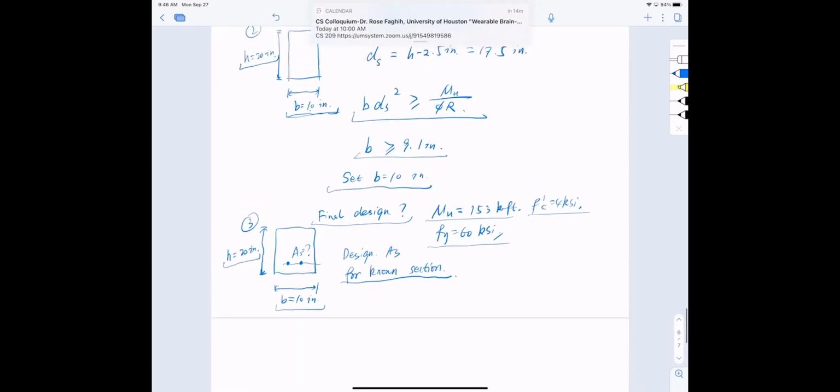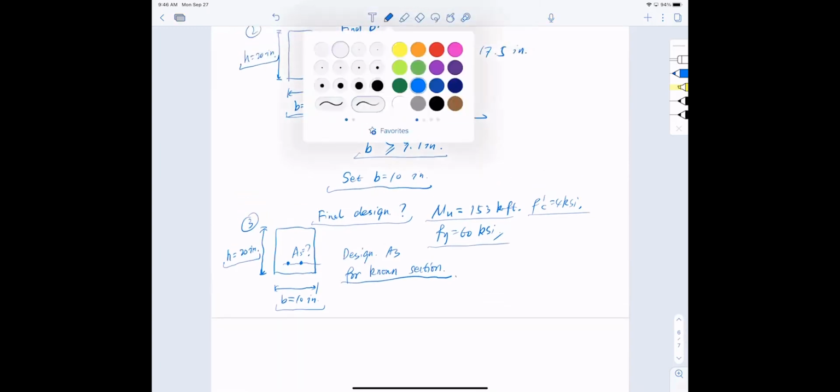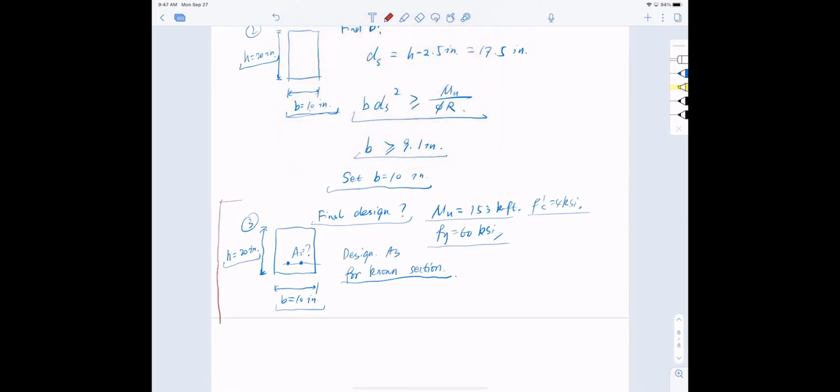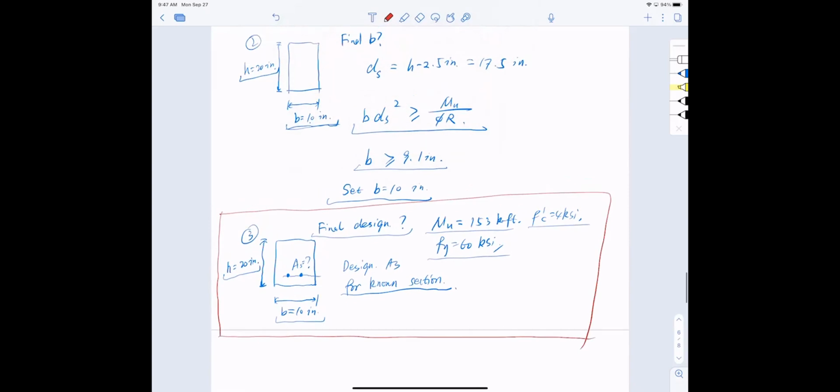So this is our quiz number 7. I want you to practice this problem. Finish this. Finish the design for As.